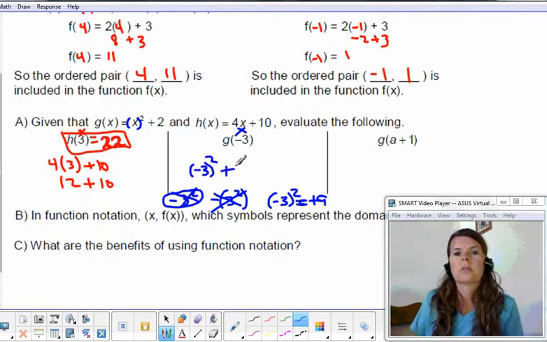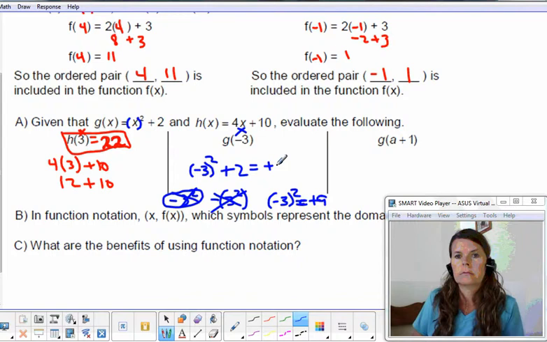So plus 2, that's over here, plus 2. So we get negative times a negative is a +9. And I'm writing a positive to exaggerate it. You don't need the positive. Plus 2 is 11. So g of -3 equals 11.